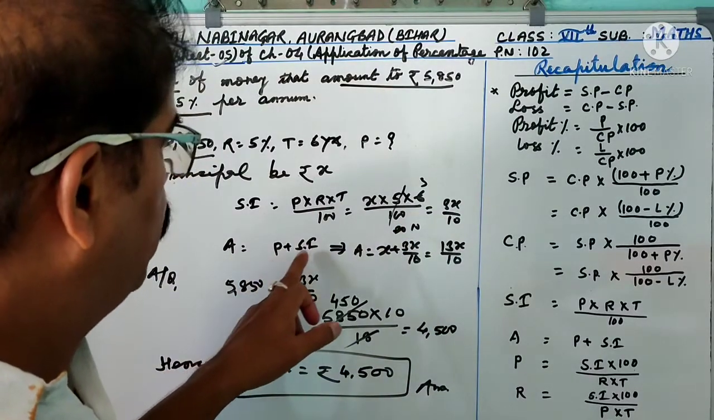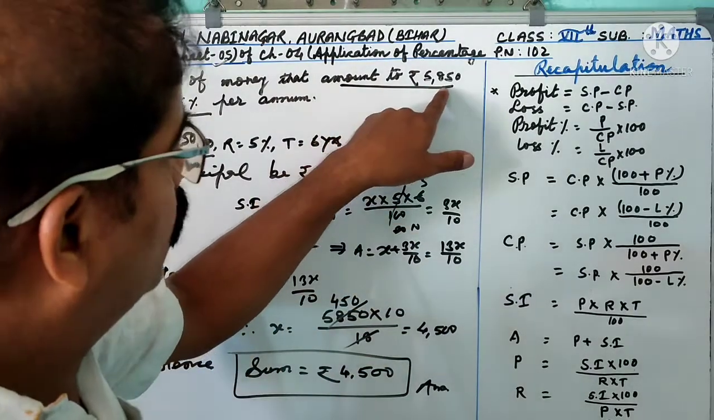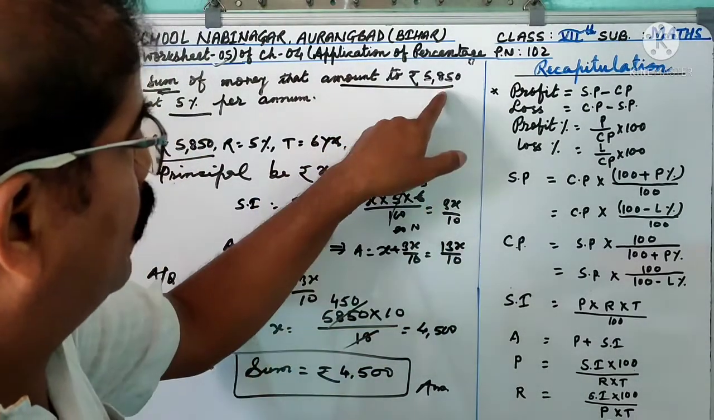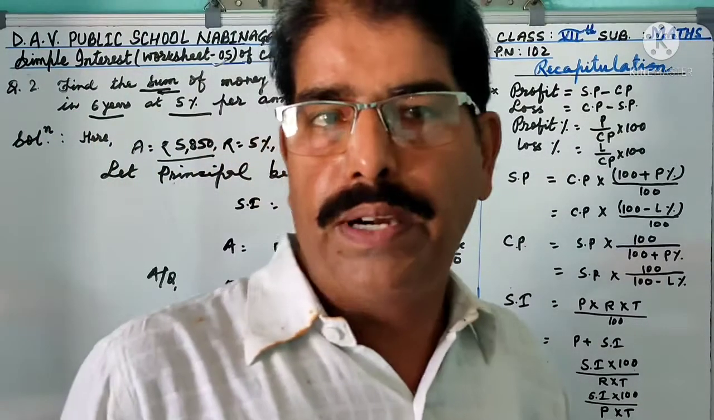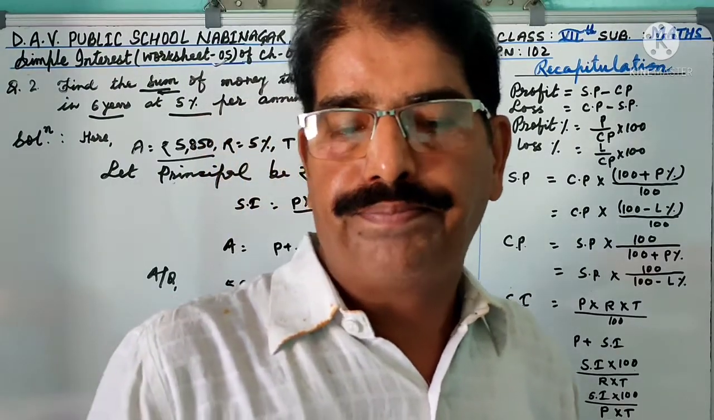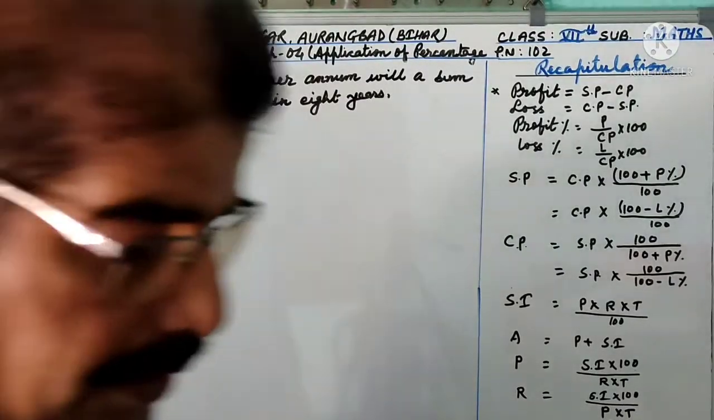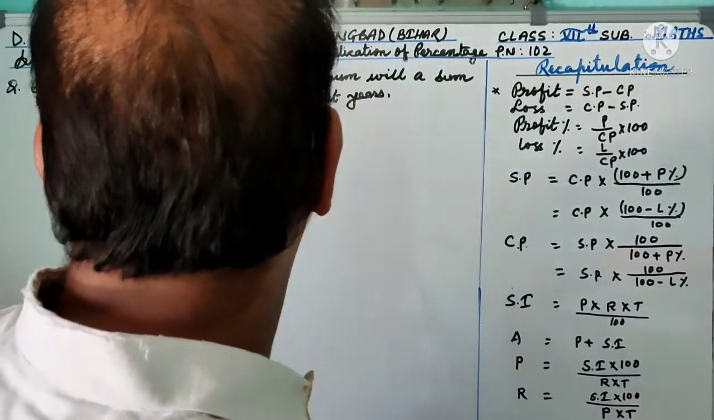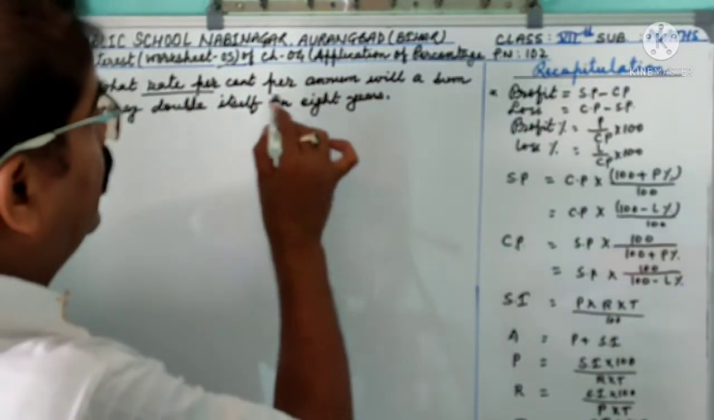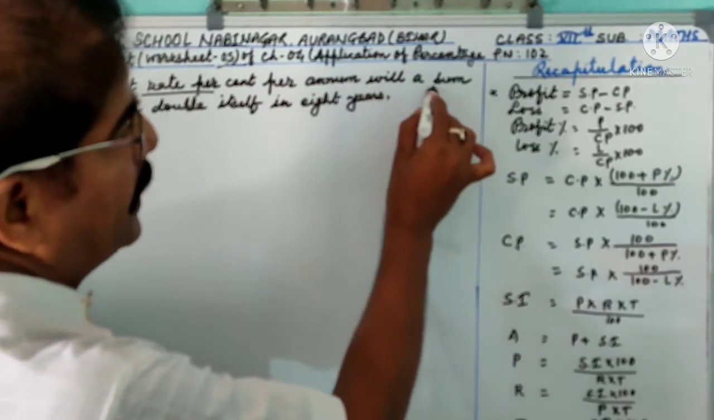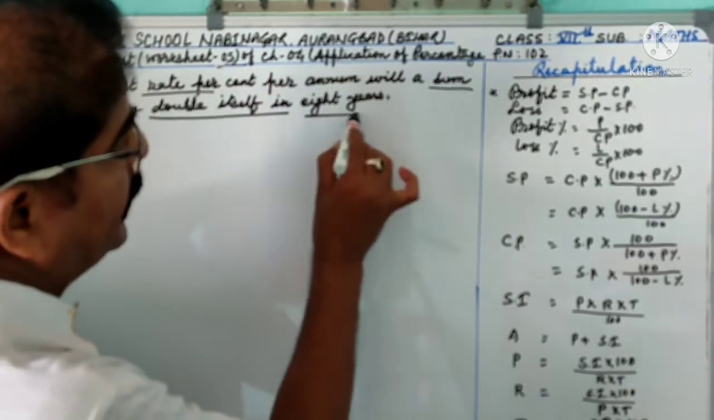So amount equals P plus SI. That means 13x by 10. And amount is also given. So 13x by 10 equals 5,850. So x equals 4,500. And the next question is, dear students, question number 6: at what rate percent per annum will a sum of money double itself in 8 years?